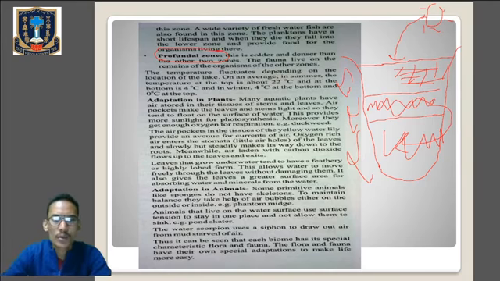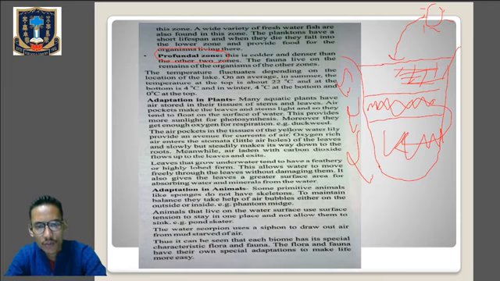Now let's talk about the adaptations in plants. Many aquatic plants have air stored in their tissues. It's very important. Most of the plants present in the lake have air stored in their tissue, mainly in the stems and the leaves. Now these air pockets on the leaves and the stems will make the stems and the leaves light, so they can easily float on the surface of water. Okay, that helps buoyancy.